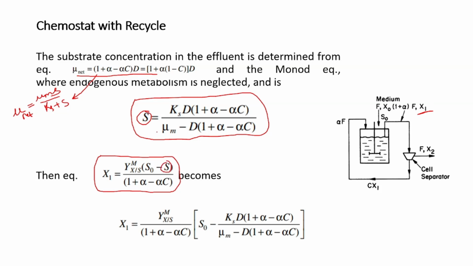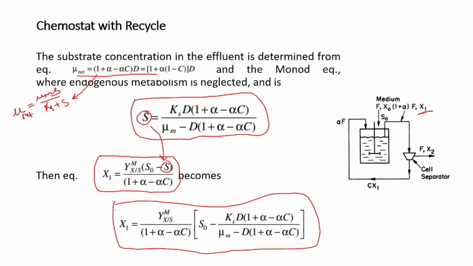So this is very important. Suppose you are given the yield coefficient, you know the recycle ratio, you know the concentration factor, you know the initial substrate concentration, you know the value of Ks and the maximum specific growth rate. Then you can tell what will be the biomass concentration in the effluent stream. This is very important because it relates x1 with many important parameters: one is the yield coefficient, one is the Monod constant, another is the maximum specific growth rate.